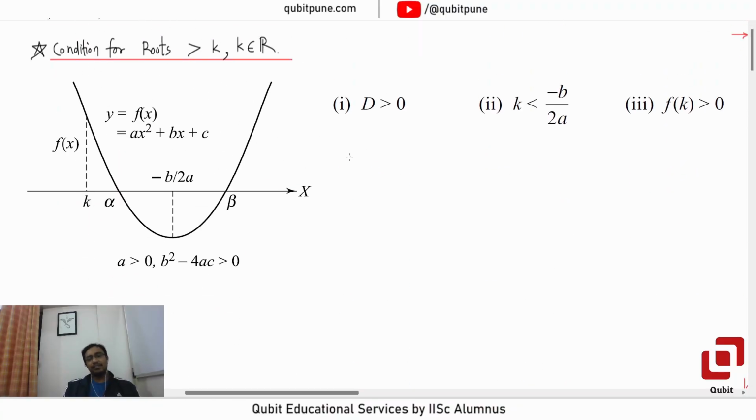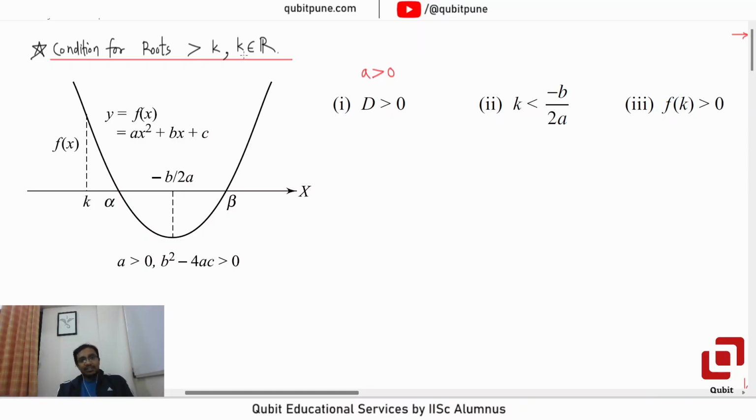First, suppose we take the graph of U. The graph of U automatically means two things. First, a greater than 0, and second, d greater than 0, because when we say the roots are greater than k, a real number, we are automatically saying that the roots are real. So the graph must intersect the x-axis. Okay, a greater than 0, d greater than 0.